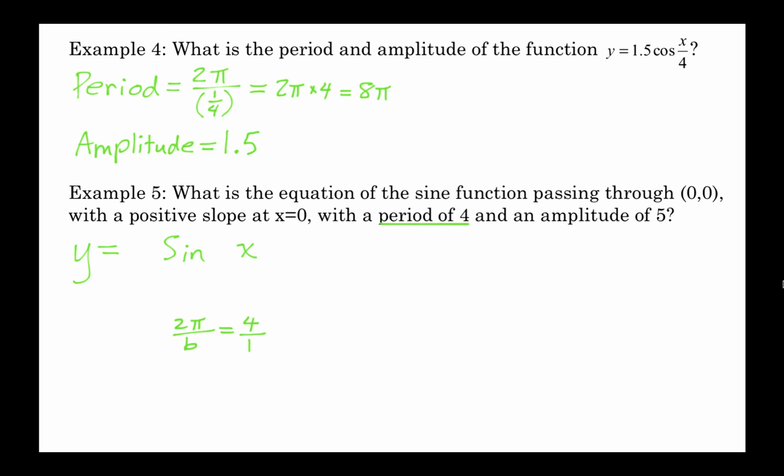So 2 pi over b has to be 4. And if you cross multiply and divide to solve, 1 times 2 pi divided by 4, this is the b value. And so that b value is going to be 2 pi over 4, or you can reduce it to pi over 2. And the amplitude of 5 is 5, so we put that out in front. So as I mentioned, you can simplify that coefficient of x to just pi over 2. And that completes this last example.